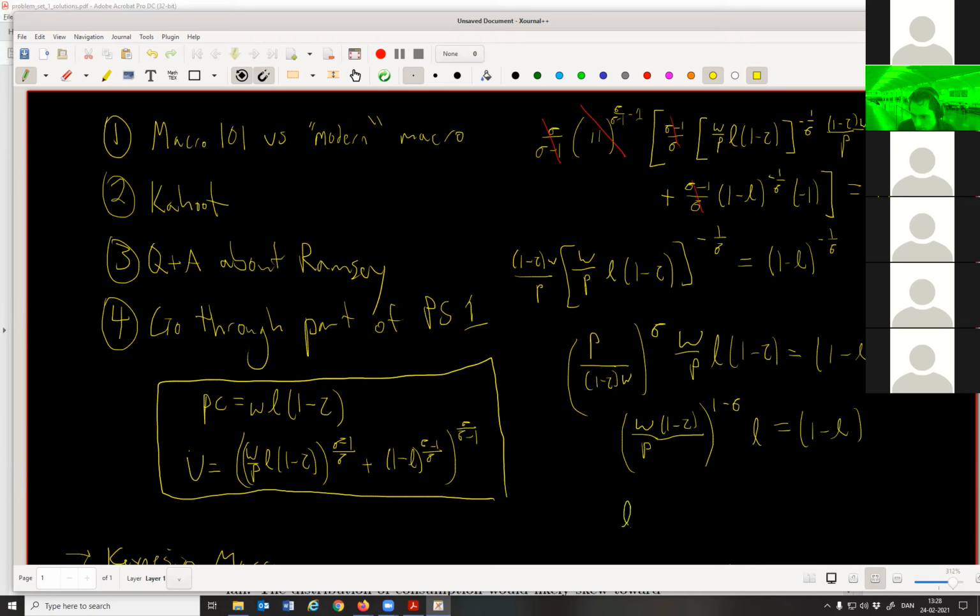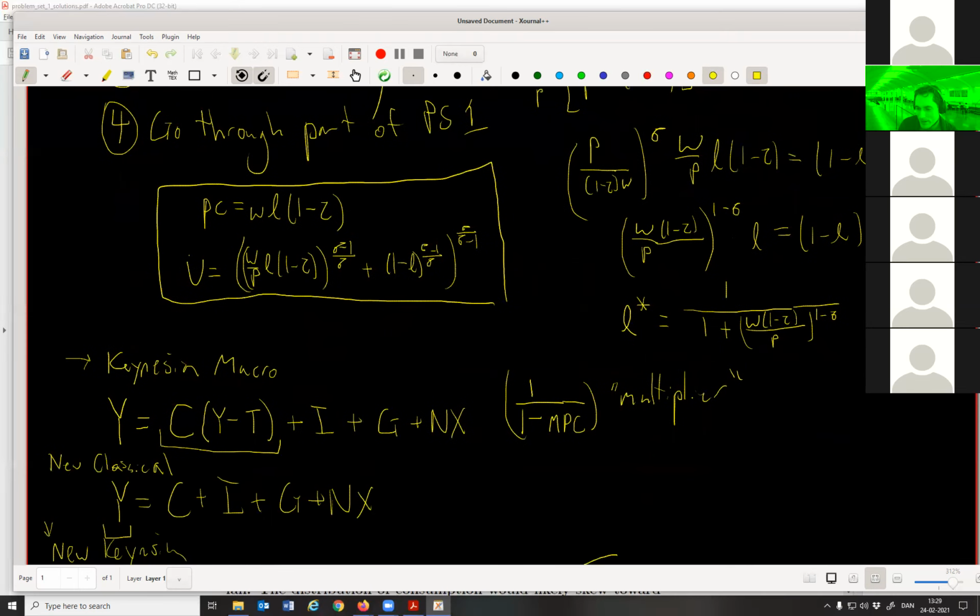So we're going to get L star now is equal to 1 divided by 1 plus W(1 minus tau) divided by P, to the power 1 minus sigma. All right, I can see I'm almost done here. Let me just erase that a little bit there. I want to correct one more thing.